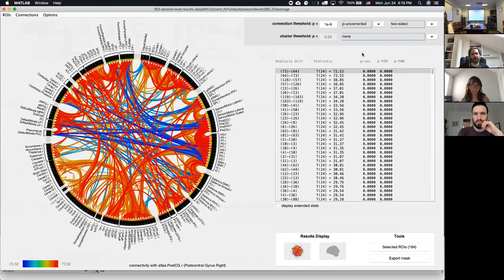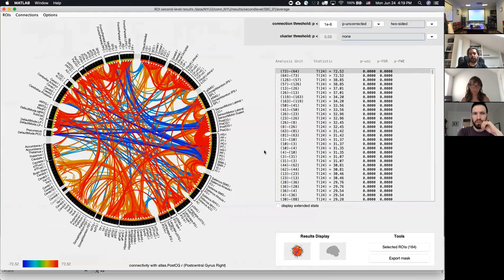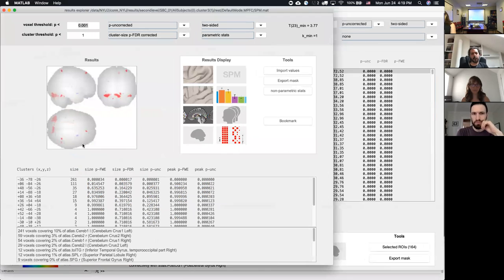So you can do the same here. If you don't want to threshold by groups of connections, you can also threshold and try to make inference on individual connections themselves. And this is the less sensitive, typical way of doing it, and you would want to use the FDR correction. In that case, if you choose none in here, the combination works in the same way as it does in here.